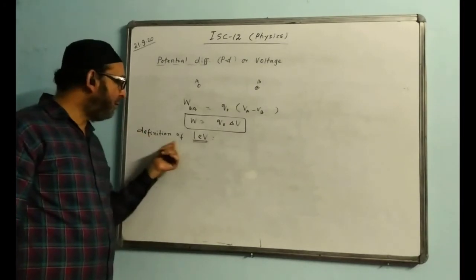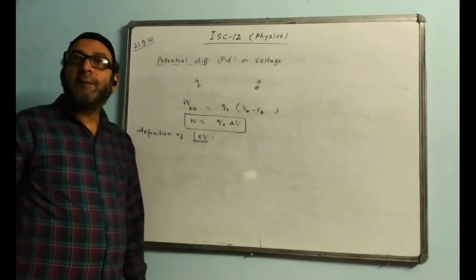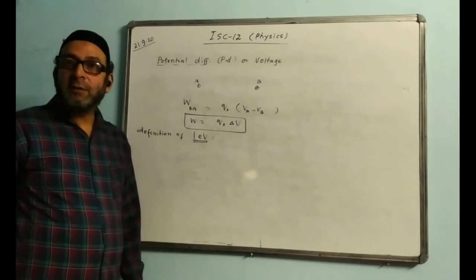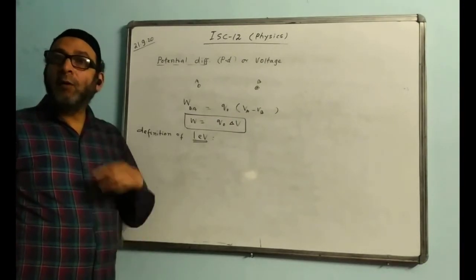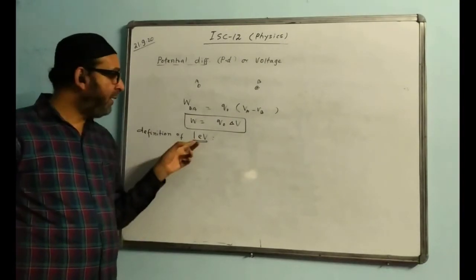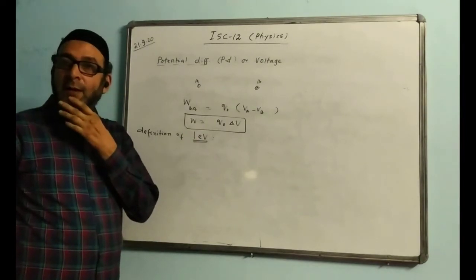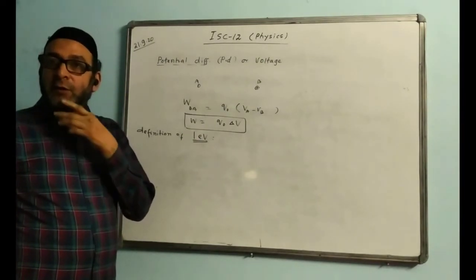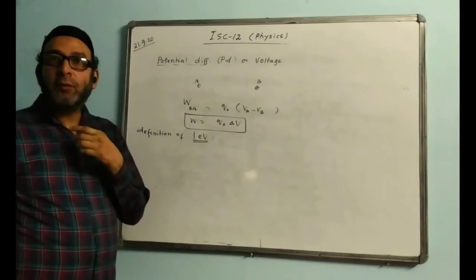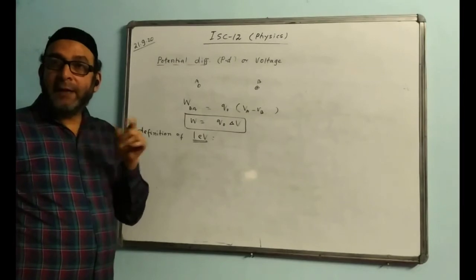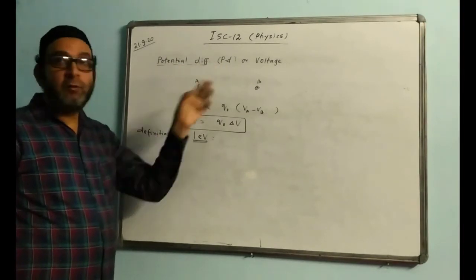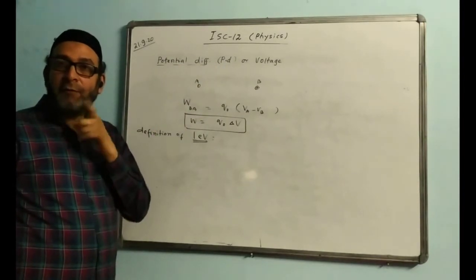How do we define 1 electron volt? Okay, please follow the definition. I am going to say the definition. 1 eV is the amount of energy gained by an electron through a PD, potential difference or voltage, of 1 volt.